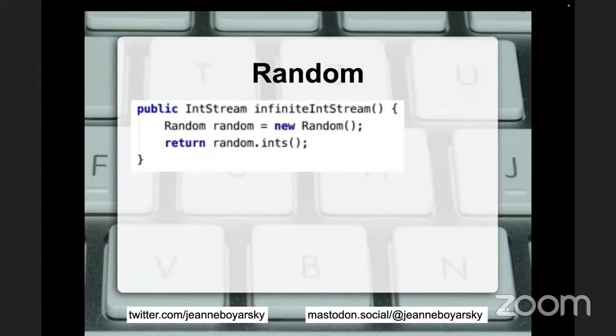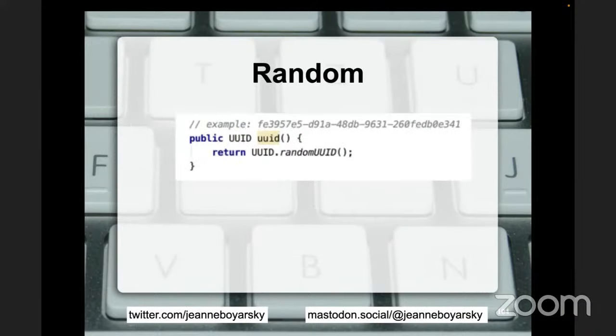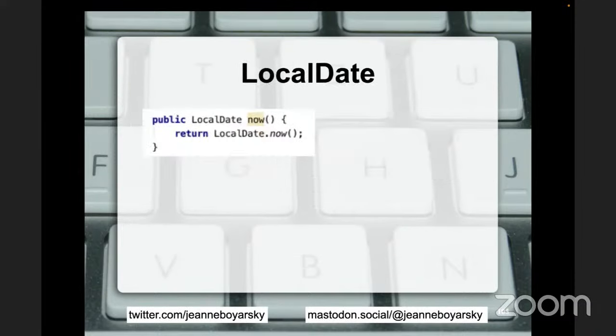You can get an infinite stream of randoms. That's fun. So give me an unlimited number of integers and I will do what I want with them. You can make that finite by passing in how many integers you want, more useful than the infinite stream. You can get a more random number than random gives you with UUID.